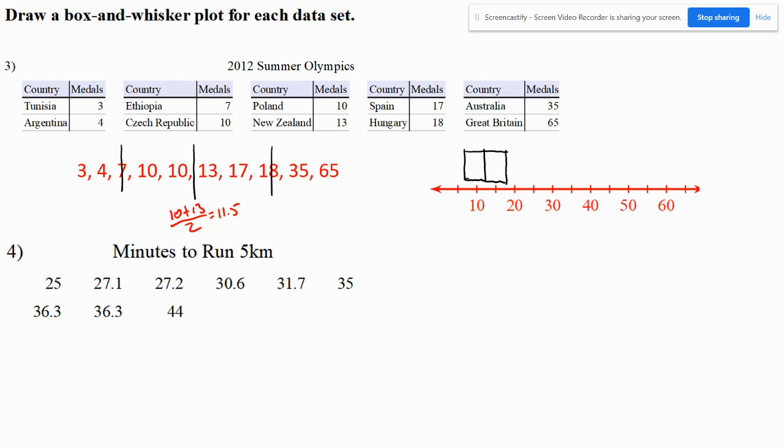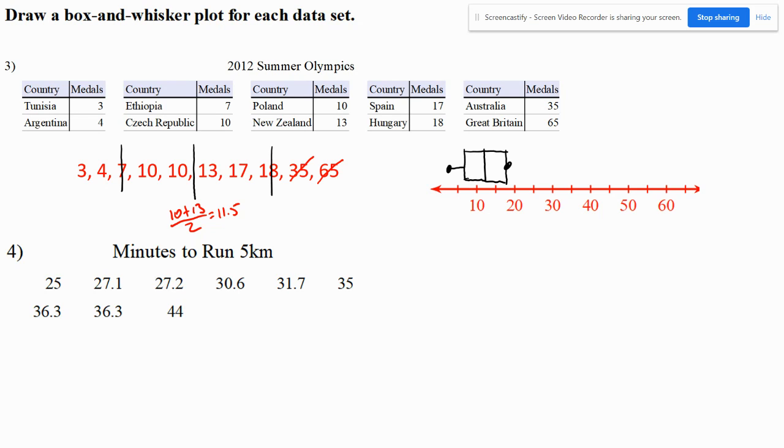I notice that my numbers from 3 to 18 are not too far apart. Now 35 and 65, they made a big jump. This is what we call outliers. So what I'm going to do for right now, when I make the whiskers, let me ignore these outliers. I'm going to make my whiskers as far left as 3 and as far right as 18. So I make the whiskers there.